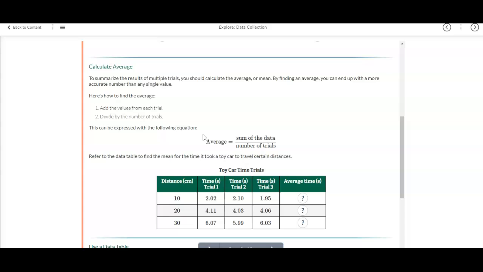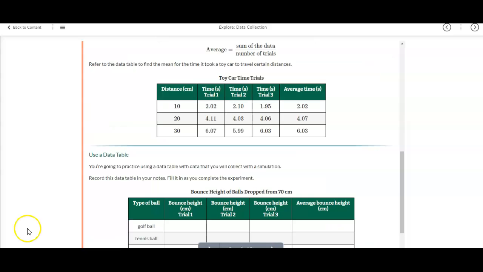So here's how you find your average. You are going to add the values from each trial. So here we're looking at all the numbers that went 10 centimeters. So trial 1, 2, and 3, add those up. Divide them by 3 because there are 3 trials, and our average time is 2.2 seconds. And then you just keep doing that for the second one. Add up these 3 numbers, divide by 3, you get an average of 4.07. And here you can do the same and get 6.